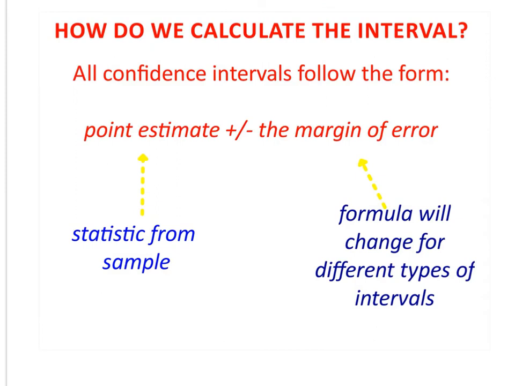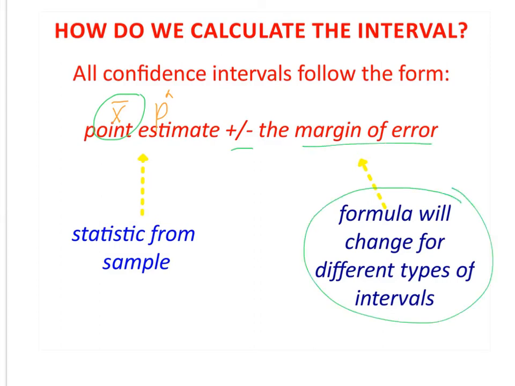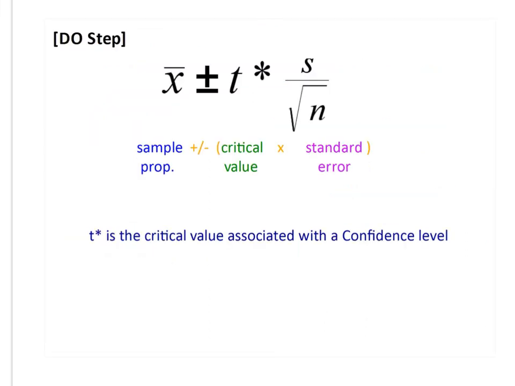So how do we actually calculate the interval? How do we do the do step? So all confidence intervals, remember, follow this form: the point estimate, and we said the point estimate is either x bar or p hat. Well, today we're talking about mean, so it's going to be x bar, plus or minus the margin of error. And this formula changes depending on the type of interval. And the formula that we're going to use for a one mean interval is this formula below.